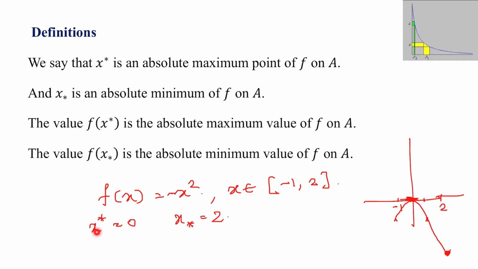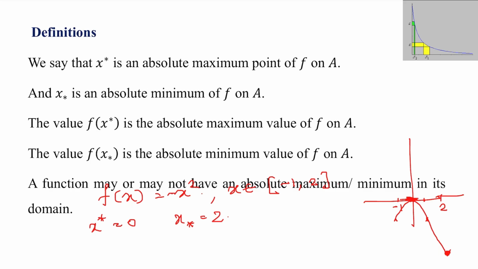And f of x upper star means f of 0, which is 0 itself. So f of 0, which is equal to 0, is the absolute maximum value of f on this interval. And f of 2 is minus of 2 square, that is minus 4. So f of x lower star, which is f of 2, equal to minus 4, is the absolute minimum value of f on A.